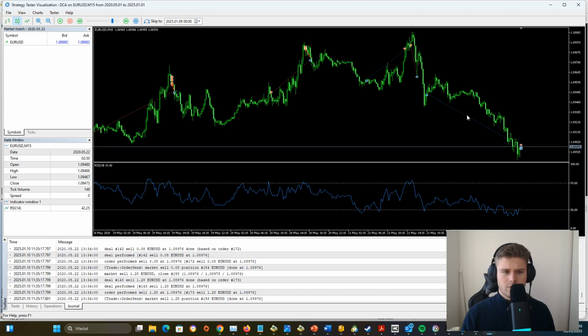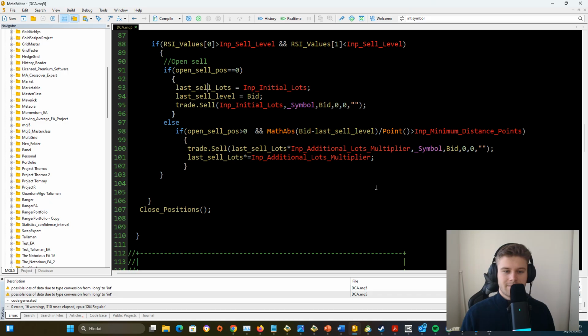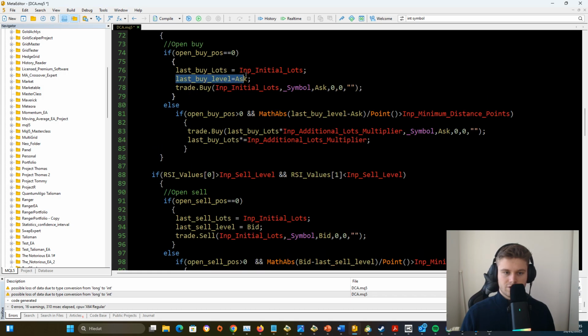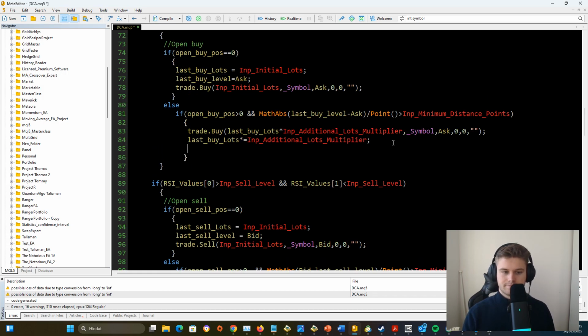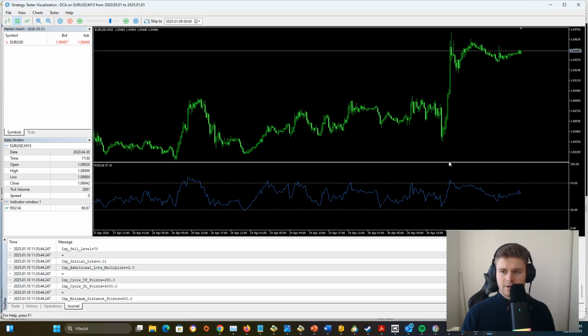So does it work? Well, it seems like it. Oh yes, there's one thing I forgot. We also have to update the level after we open our additional positions. Like this. Perfect. So now it should work relatively well.